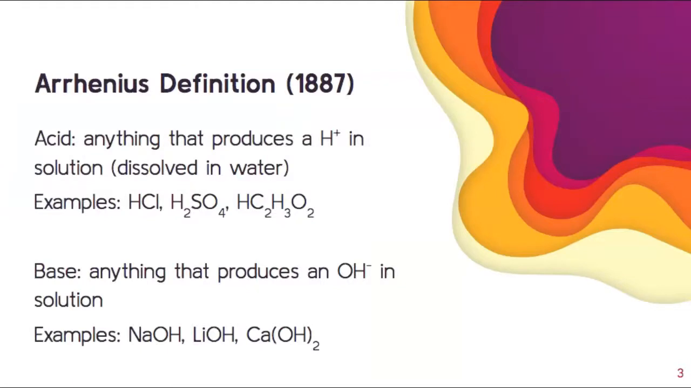So, back in the day, people referred to things that acted a certain way as acids and things that acted in a certain way as bases, but there wasn't a really good definition. And so back in the 1800s, a scientist named Arrhenius came up with a working definition of what an acid is and what a base is. Based off of this definition, an acid is anything that produces H+ in solution. Remember, solution means it's dissolved in water. So an acid is anything that produces H+ in water.